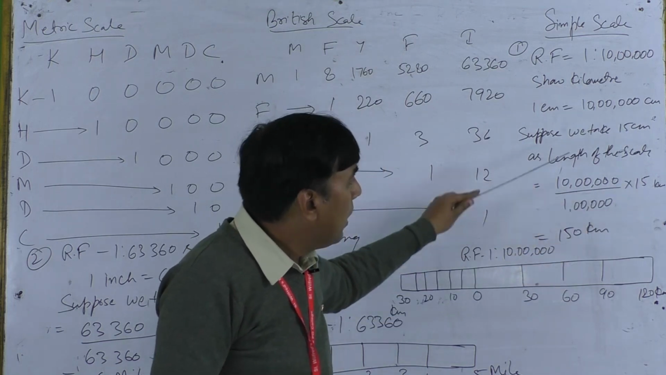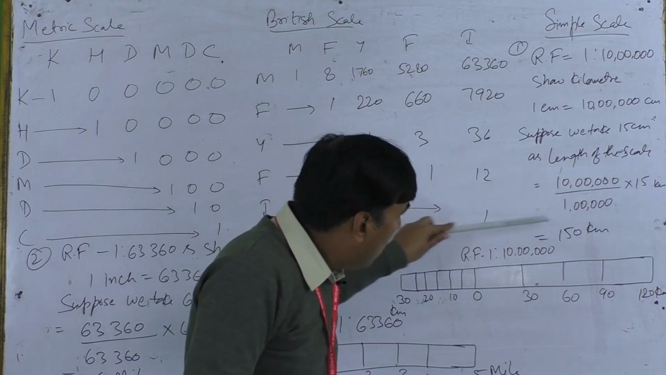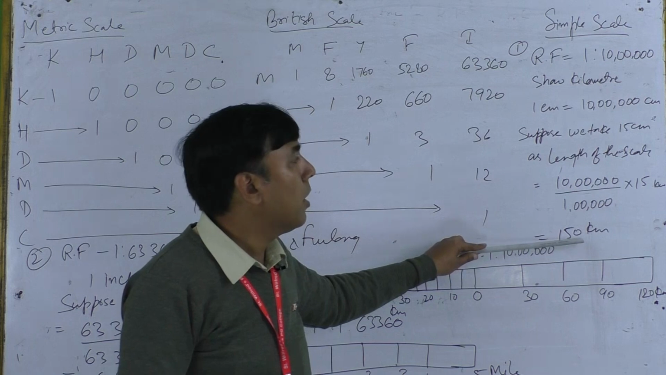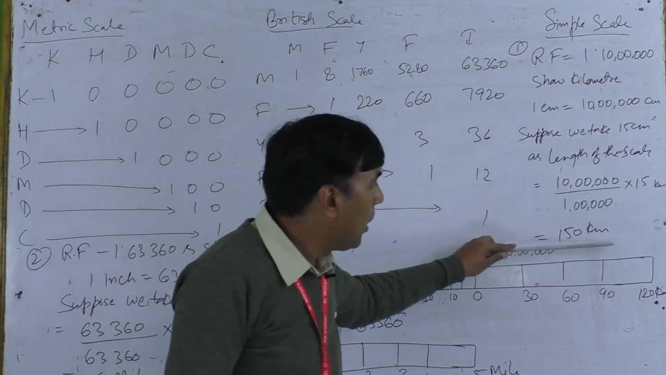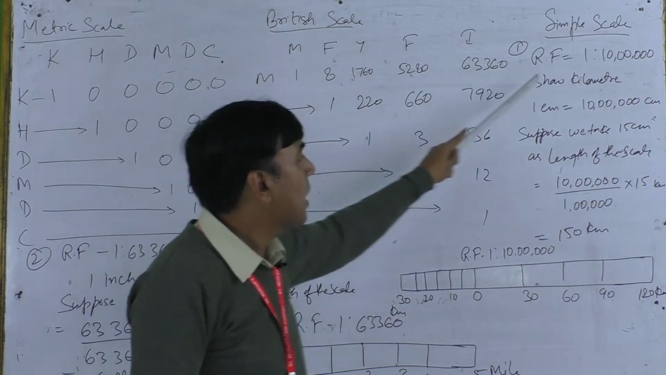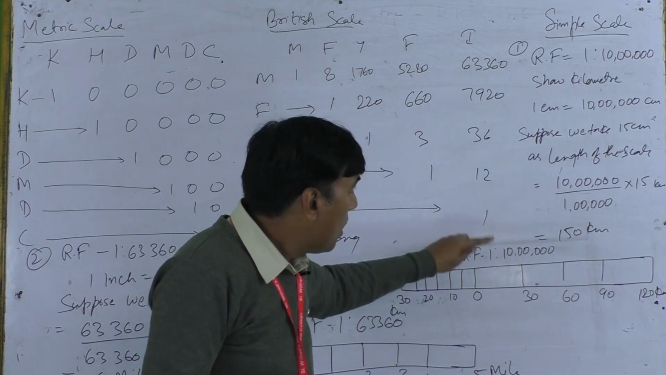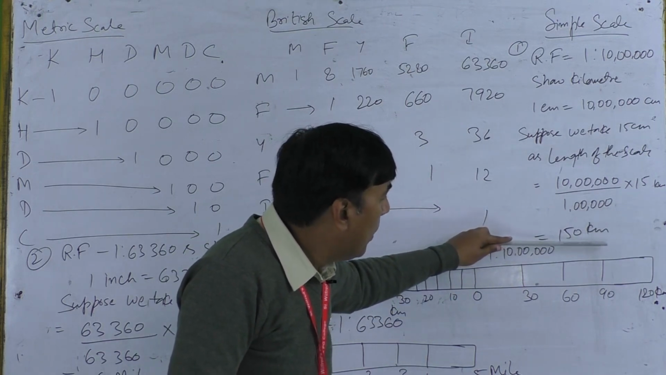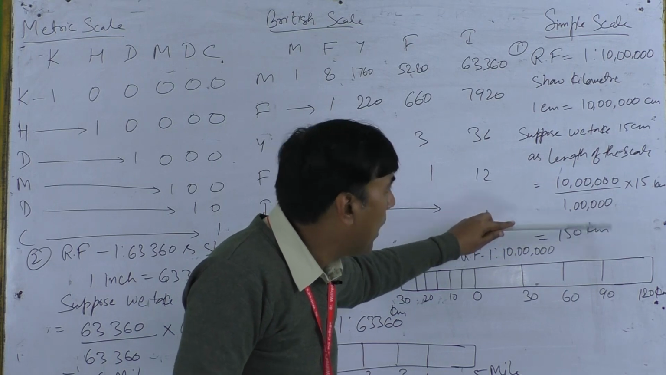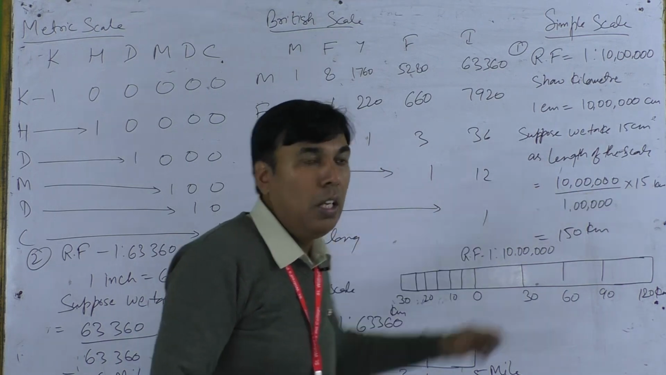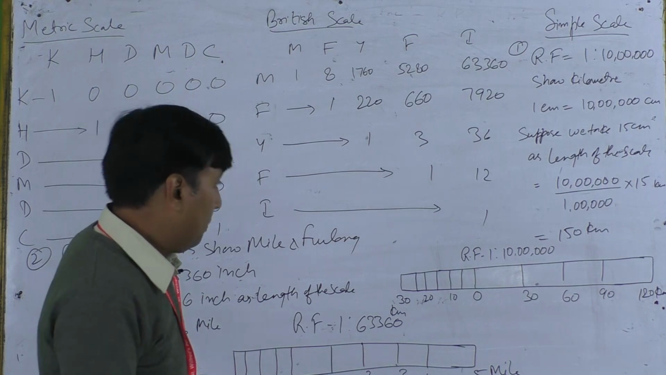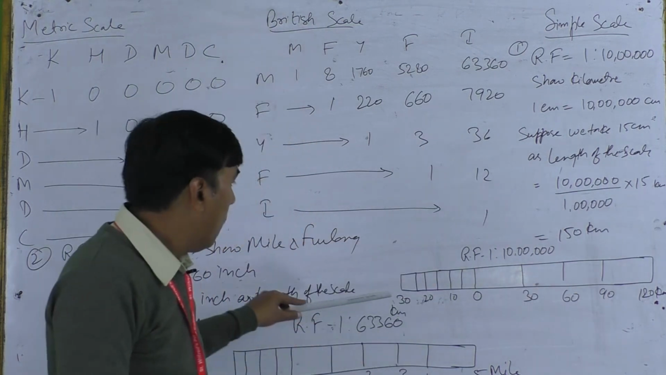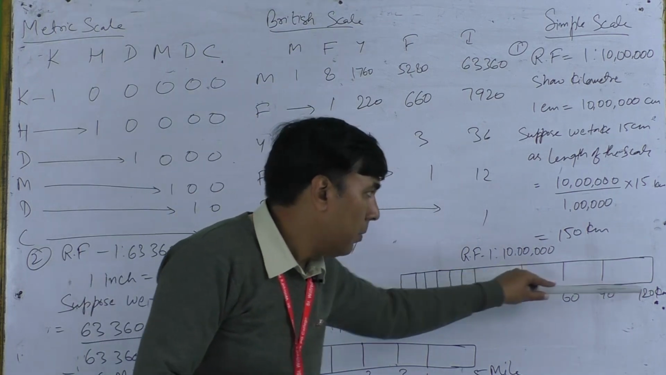Okay, so now we simplify these numbers, and it comes to 150 kilometer. So this calculation shows that 150 kilometer will be shown by the 15 centimeter line. Now we draw a 15 centimeter line.